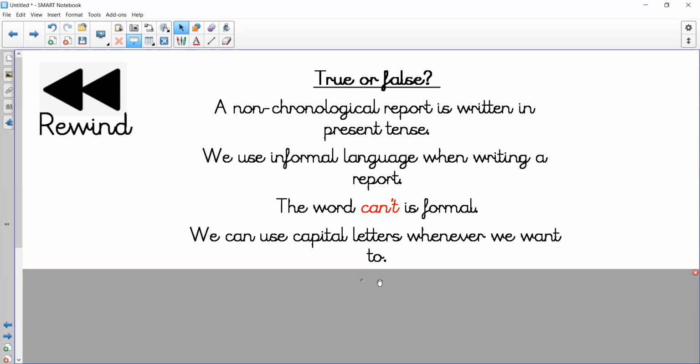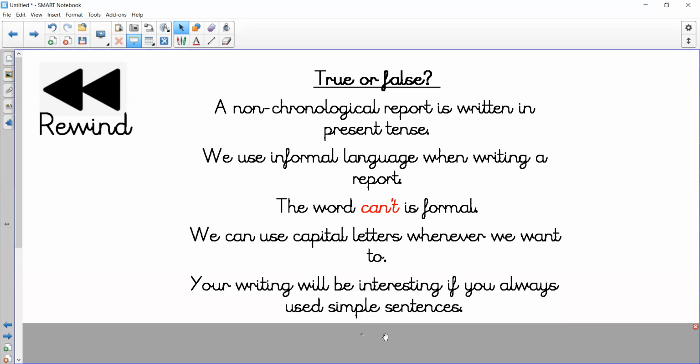Next one, we can use capital letters whenever we want to. Hopefully you're all screaming now that that is false. It's funny though, because a few of you are just whacking in capital letters randomly in the middle of sentences, and then not using them when we need them, like for Australia, for instance, or Great Barrier Reef, or the names of places like Tahiti last week, or Captain Cook without capital letters. It's incredible how many capital letters we are missing.